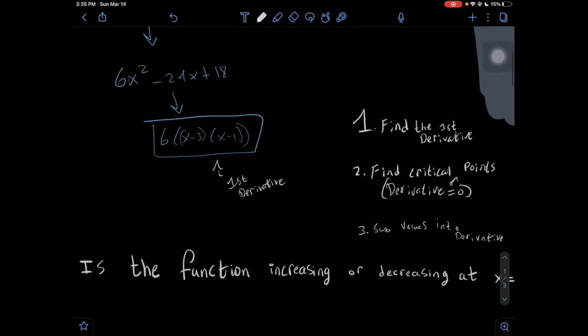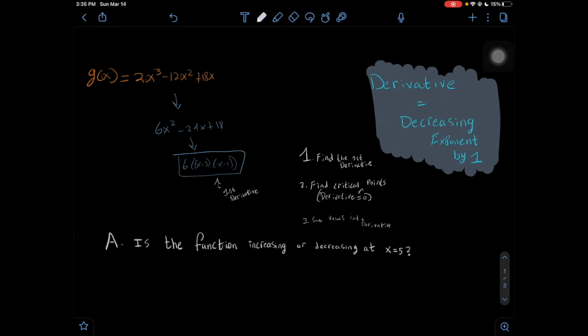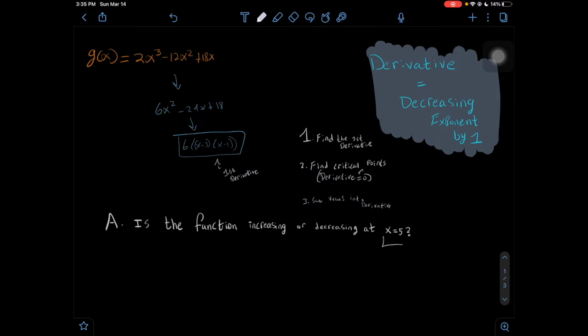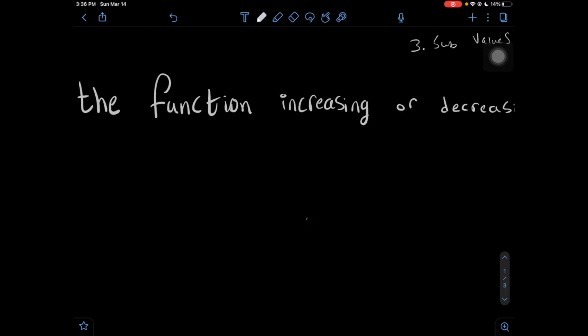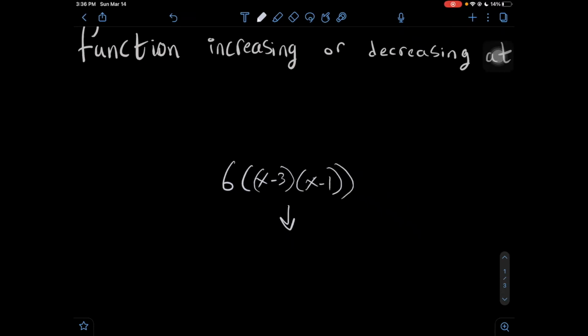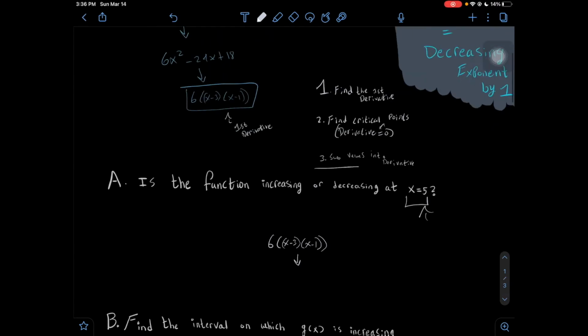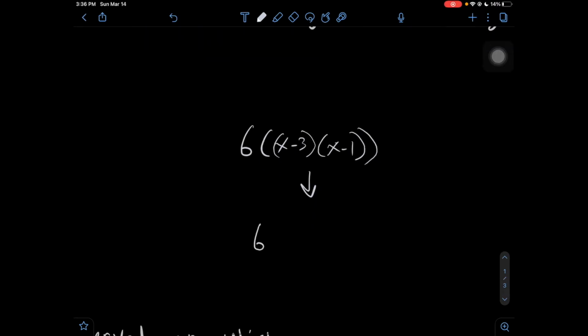So let's go ahead and do our first problem, where it asks, is the function increasing or decreasing when x equals 5? When you have a question like this, you're going to substitute this value of x, which is 5 here, into your derivative. We said our derivative is 6 times x minus 3 times x minus 1. Substitute in our value of 5. This is where step 3 is playing in, subbing values into the derivative. So we have 6 times 5 minus 3 times 5 minus 1.